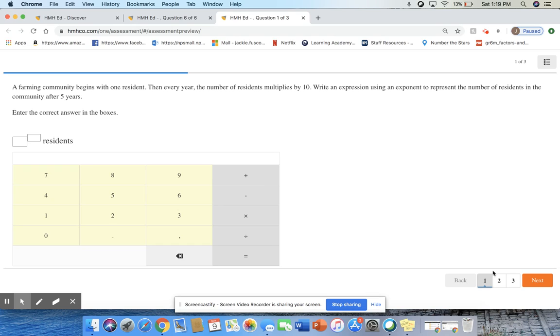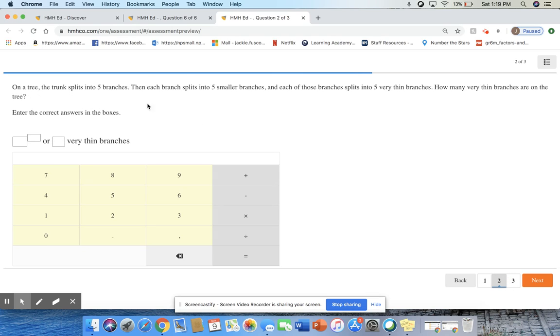Okay, that's number 1. Number 2 says, on a tree, the trunk splits into 5 branches. And each branch splits into 5 smaller branches. And each of those branches split into 5 very thin branches. How many very thin branches are there on the tree? So you have to write it as an exponent and then figure out how many branches that really is.